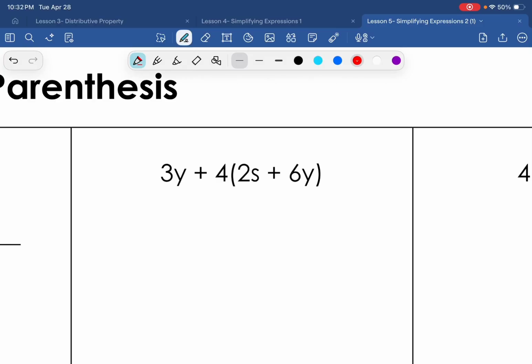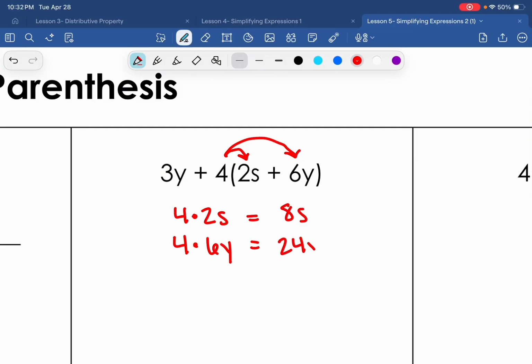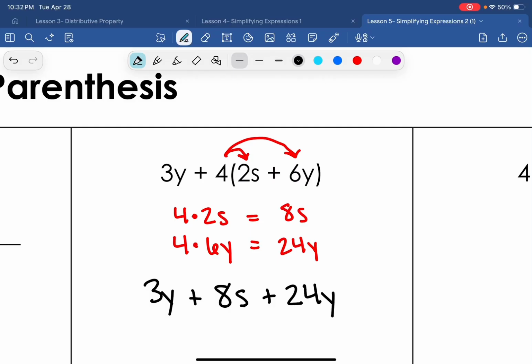So we need to share 4 to all things inside the parentheses. And to share, we multiply. So really, to do that, we're going to do 4 times 2s and 4 times 6y. Okay, 4 times 2s gives me 8s, and 4 times 6y gives me 24y. Okay, now I need to rewrite. So I have 3y plus 8s plus 24y.